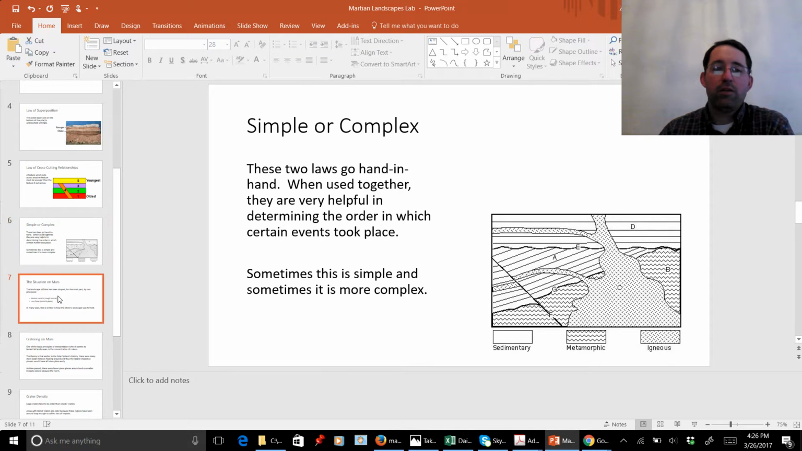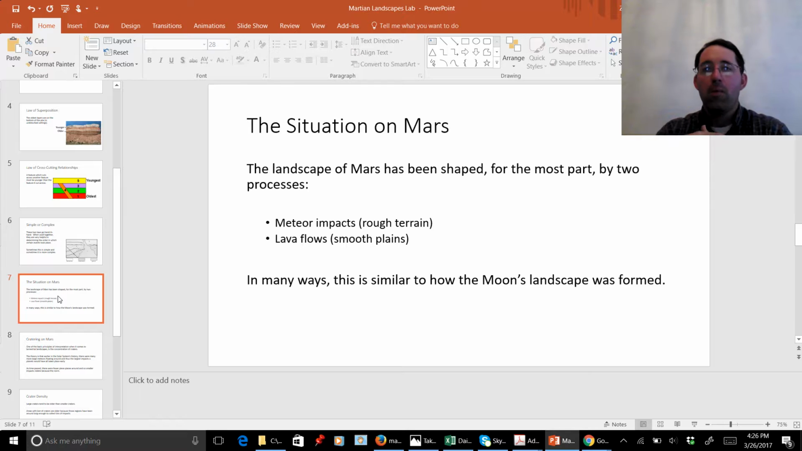Now let's take a look at the situation on Mars. On Mars, the landscape has been shaped for the most part by just 2 different processes. Meteor impacts, which result in rough terrain. You guys know what that looks like. And then lava flows smooth things out. They recoat the surface, if you will.